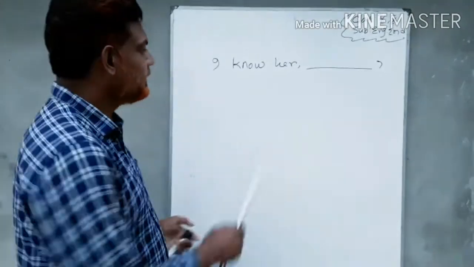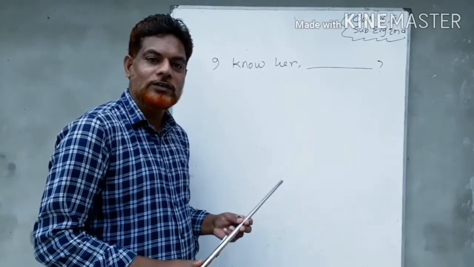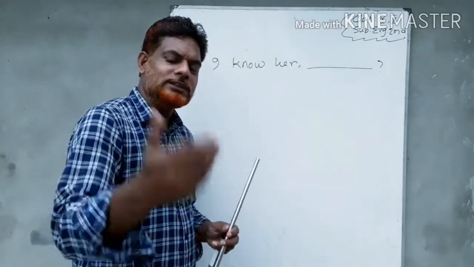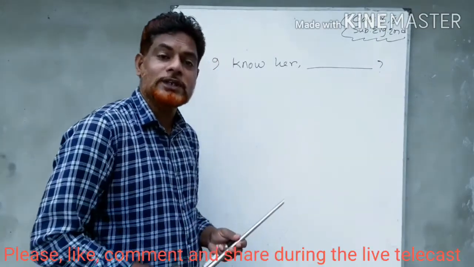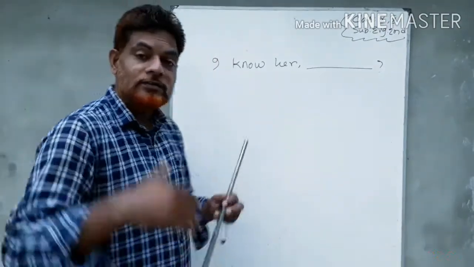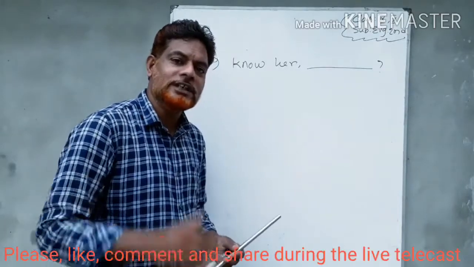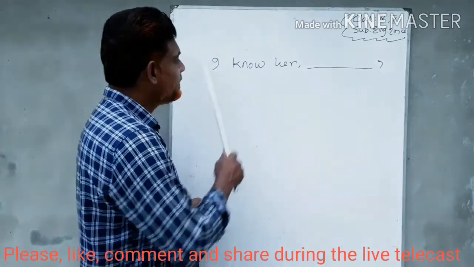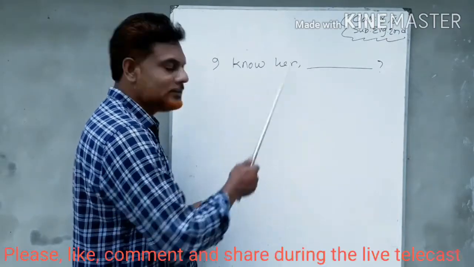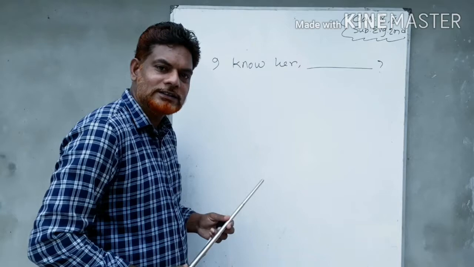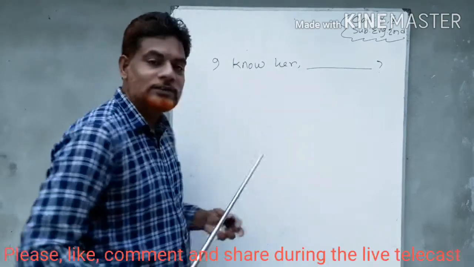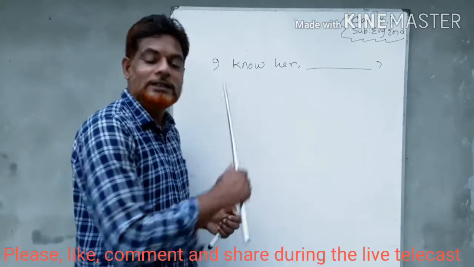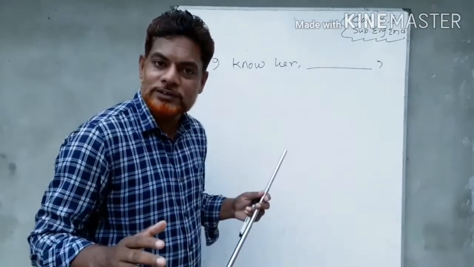Dear students, I have written another example here. I know her. If we want to add a tag question with a statement, first of all we need to write the auxiliary verb. And from where will you get this auxiliary verb? Definitely we will get this auxiliary verb from the statement. But is there any auxiliary verb in this sentence? No, there is no auxiliary verb because there is a single verb in this sentence.